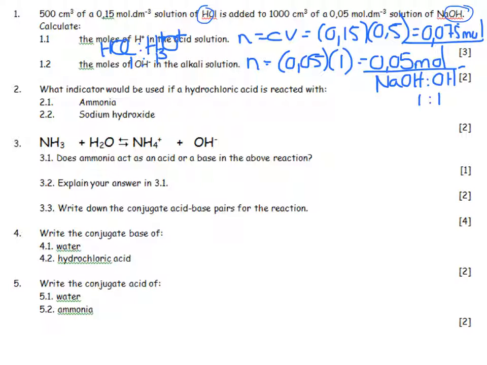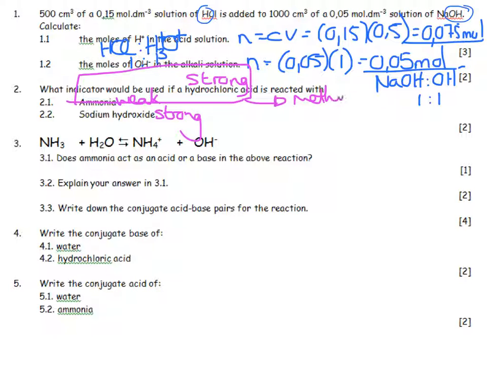What indicator would you use if hydrochloric acid, a strong acid, is reacted with ammonia, which is a weak base, and sodium hydroxide, which is a strong base? So in this case over here, you're going to land up with the acid winning the race, so you're going to get an acidic endpoint, and you need to use either methyl orange or methyl red. Either of those will change color in a slightly acidic medium.